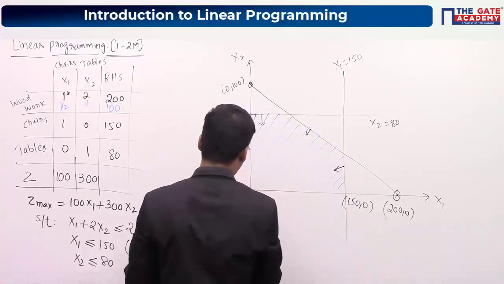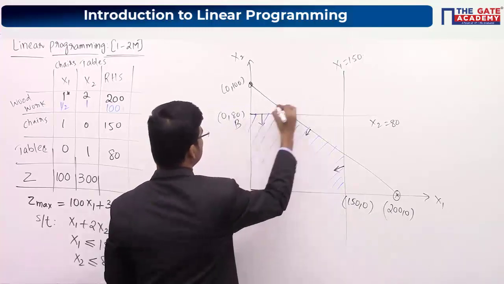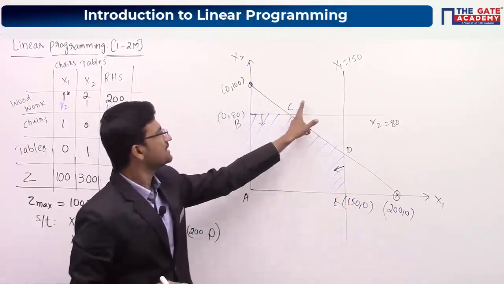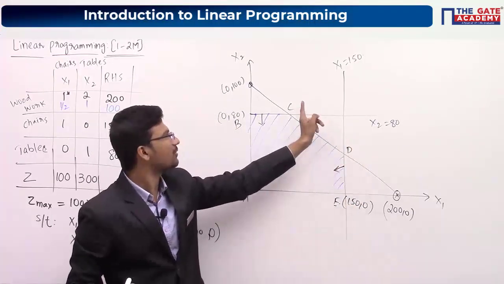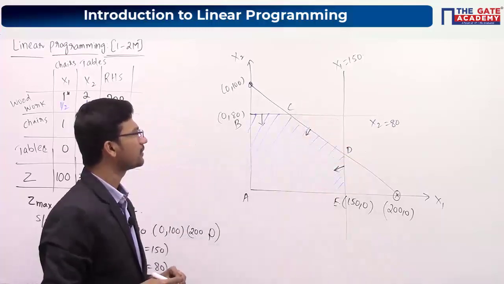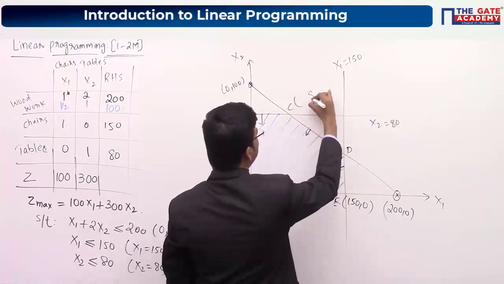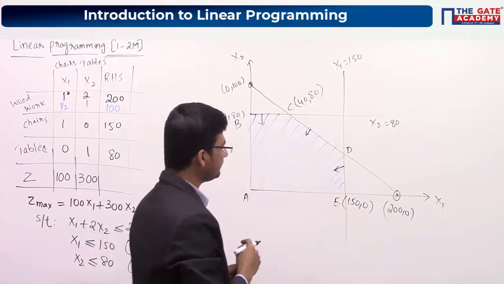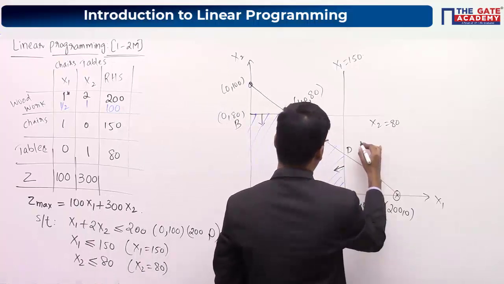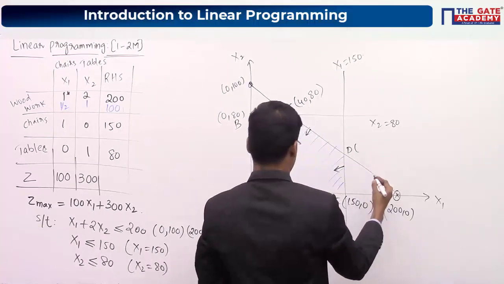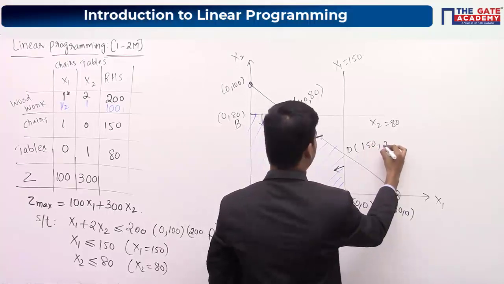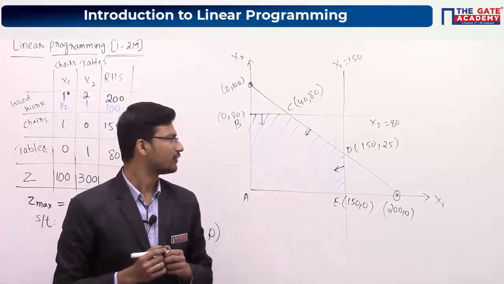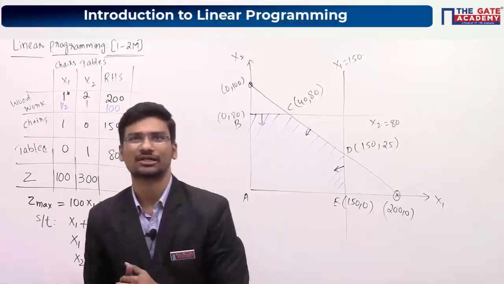Now I am just naming these points: A, B, C, D, E. Okay. So what are these points C, D? Please reply. What about point C and point D? For this one it will be 80. I think 40, 80 I guess. And what about point D? So x1 is 150. I think this will be 150, 25 I guess. Please check whether these points are correct or not. 150, 20 or 25. Okay, fine. You have checked. You have corrected yourself.